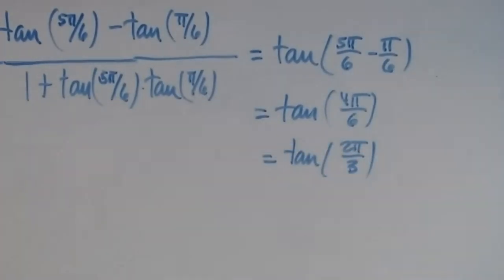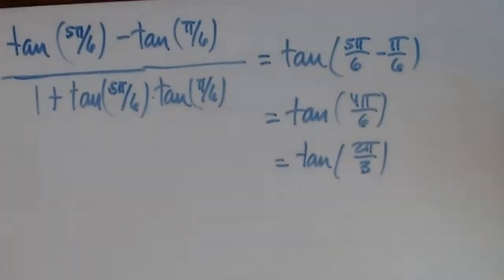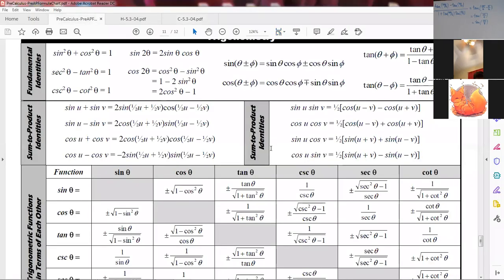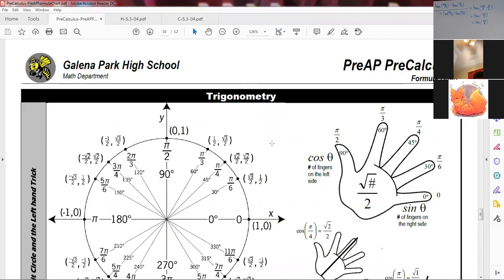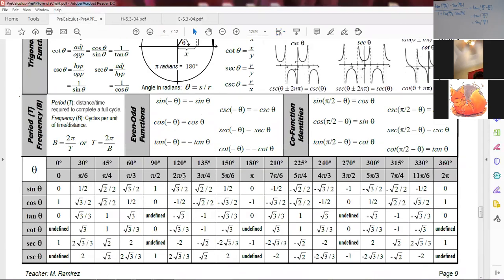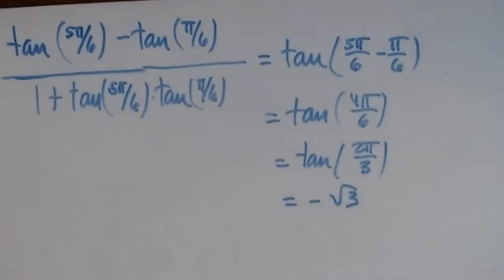Correct? Now, what is tangent of 2 pi over 3? Okay, let's check. Yeah, right here. 2 pi over 3. Oh, right here. The tangent of 2 pi over 3 is negative square root of 3. You see? Here, 2 pi over 3 is negative square root of 3. So this is negative square root of 3. So you see the table. So that's my answer.